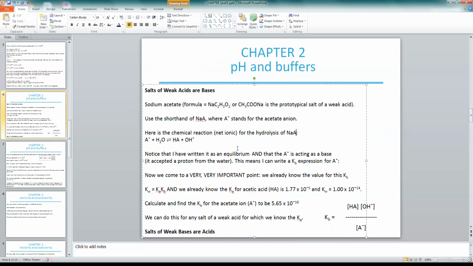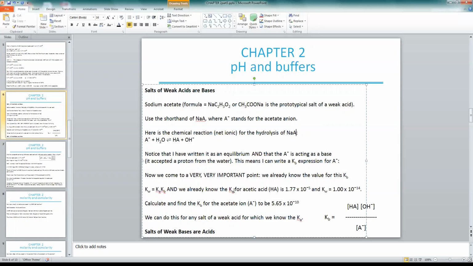Now, you are going to write that as an equilibrium expression. And in this case, A-, the acetate, is acting as a base. It accepted a proton from water. That means that we can write a Kb expression for A-. And now we come to this really important piece where we know how to calculate Kb because we know the relationship between Ka and Kb, and we know the value for Kw.